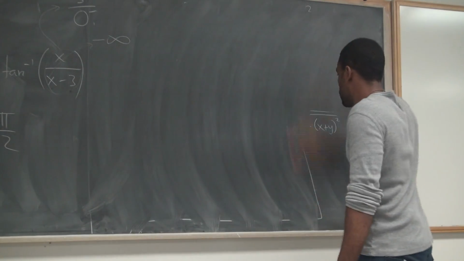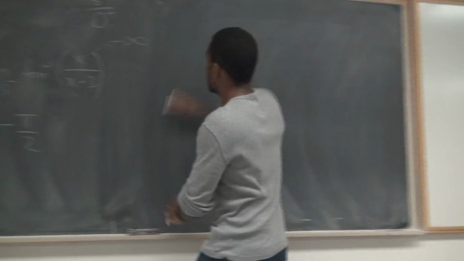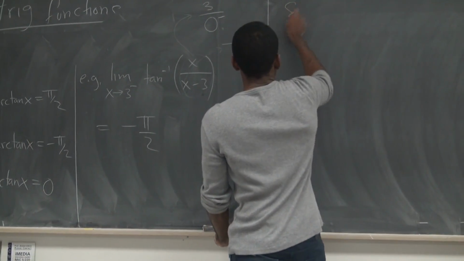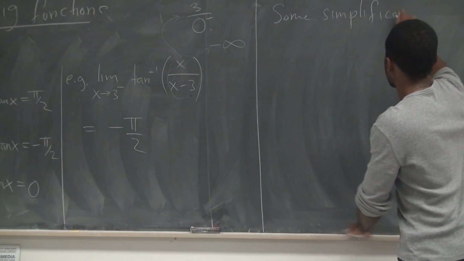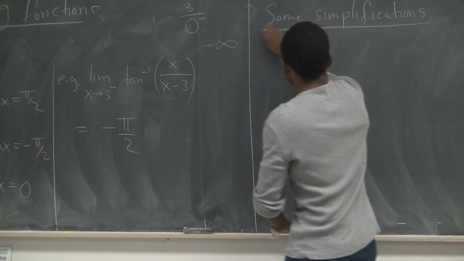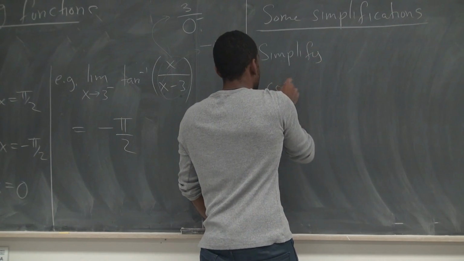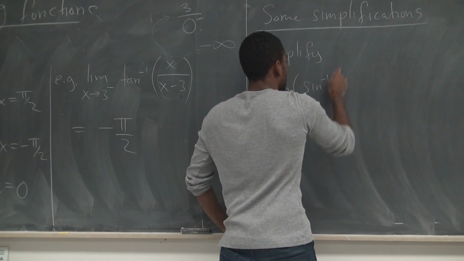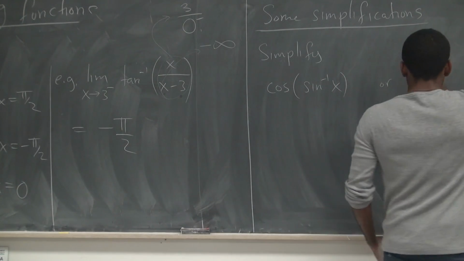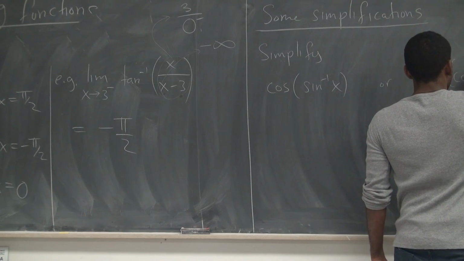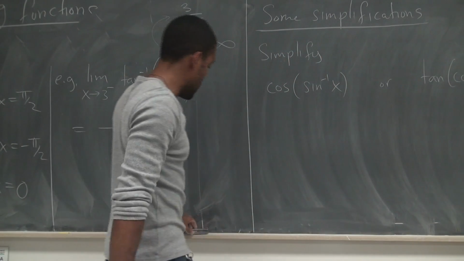Now, I showed you guys how to do this before, so I don't know if I want to go through them again. Simplifications. Things like simplify cosine of sine inverse, or tangent of cosine inverse. With this we can end. This is the end of the chapter.